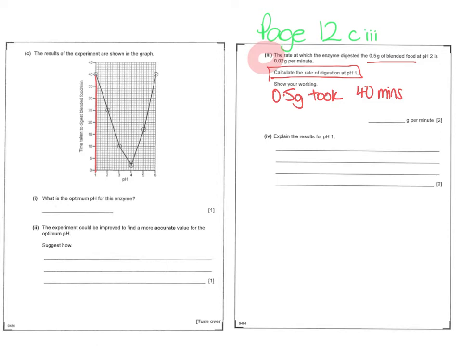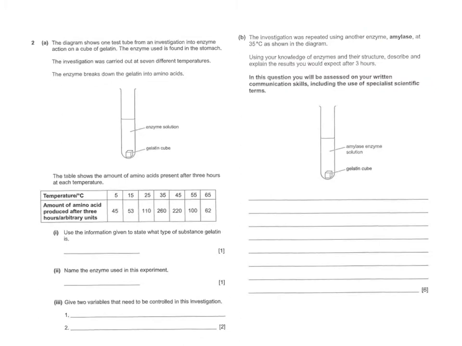So you want to work out how many grams would have been digested each minute. So the calculation is 0.5 divided by 40. So if you put that into your calculator, you get 0.0125, and they've already got the units there, grams per minute. So simply taking the number of grams and dividing it by the number of minutes. Okay, so hopefully that's the calculation explained.